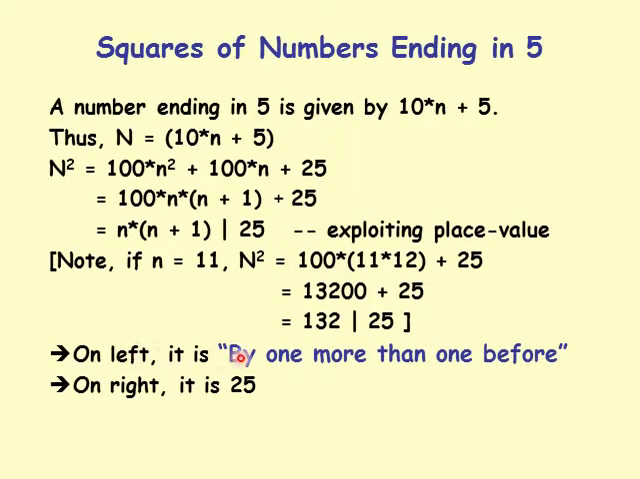On the left, it's 1 more than the 1 before. This is the sutra we are going to use here. So n was the original number on the left. We say n times n plus 1, by 1 more than the 1 before. On the right, it's 25.